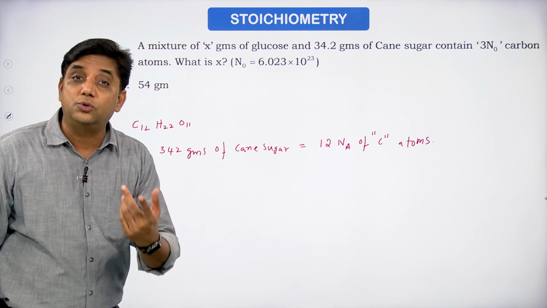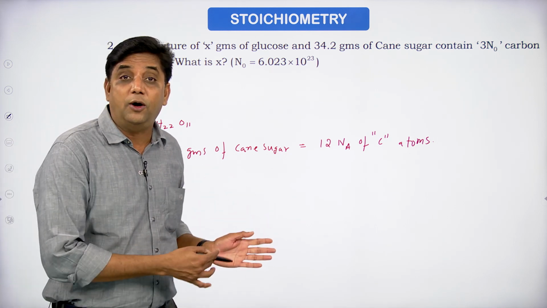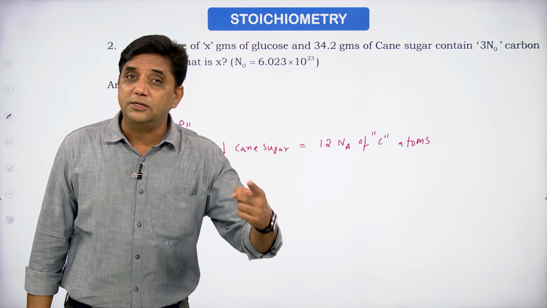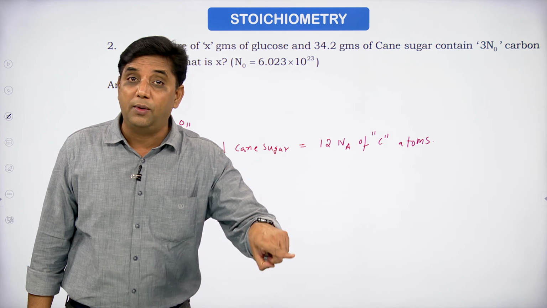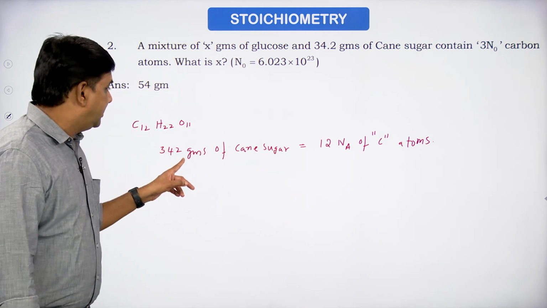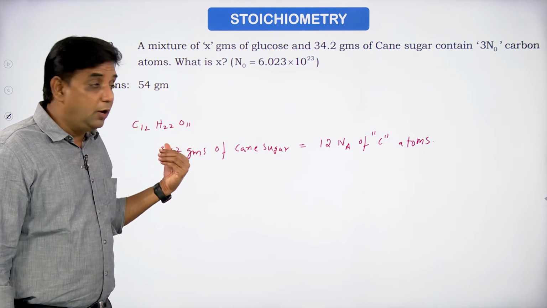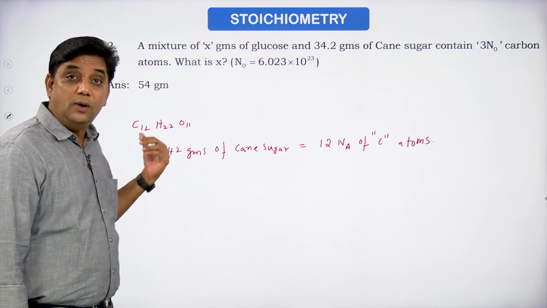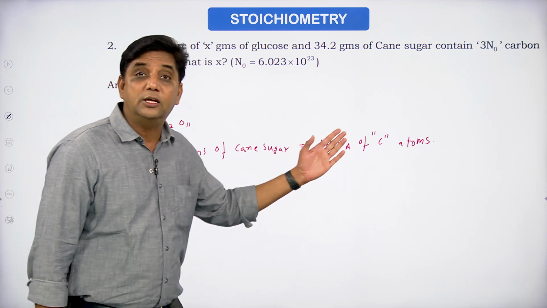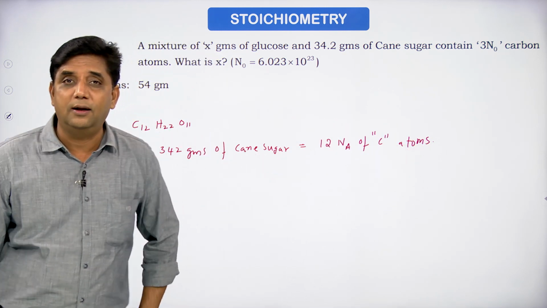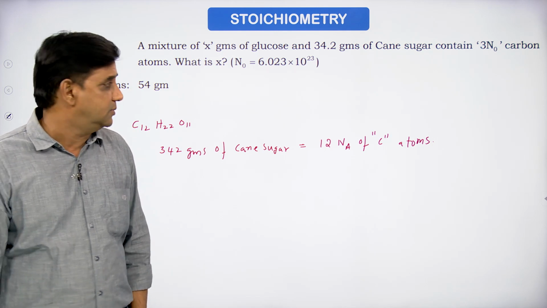342 grams is equal to 1 mole of cane sugar, because 342 grams is the gram molecular weight. Gram molecular weight of any substance will contain 1 mole of molecules. So, 342 grams means 1 mole of molecules. When one molecule contains 12 carbon atoms, 1 mole of molecules will contain 12 moles of carbon atoms, that is, 12 into Na, Avogadro number of carbon atoms.